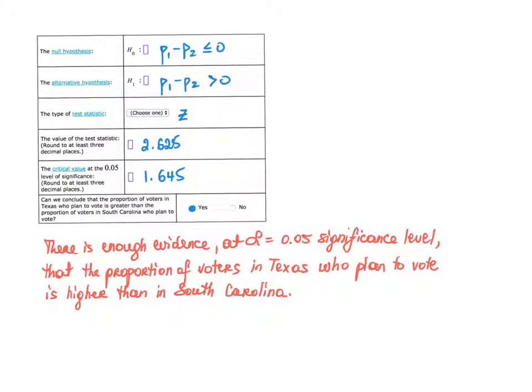So I conclude there is enough evidence at alpha equals 0.05 significance level that the proportion of voters in Texas who plan to vote is higher than in South Carolina.